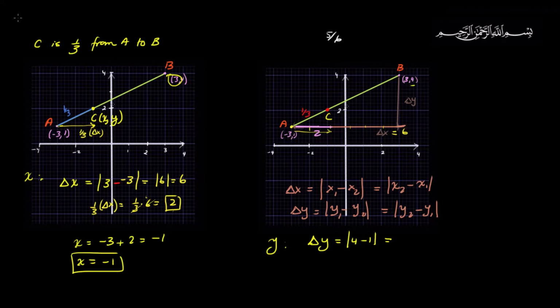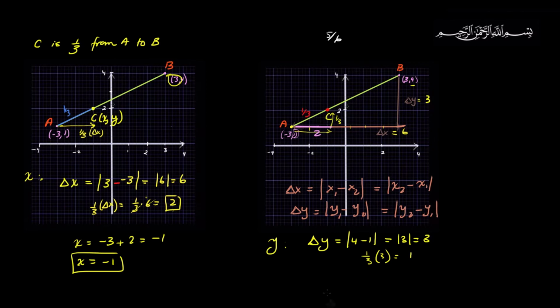So the change in y direction is going to be the absolute value of 3, which is 3. Now, I just need to take 1/3 of that, because I'm not going the whole distance, I'm just going 1/3 the distance. So I take 1/3 of that distance, 3, and I get 1. Then I take this y value and I take 1 unit away from here and add 1 unit this way.